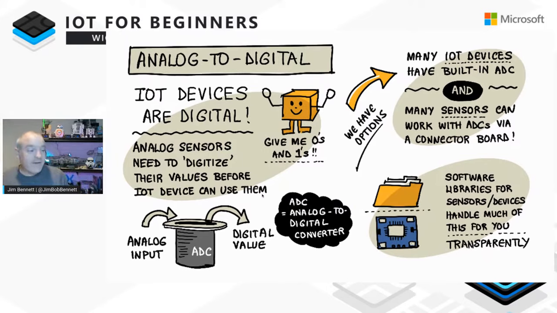Now, a lot of IoT devices have an inbuilt ADC. So if you just connect things to the pins on them, they will convert the analog value to a digital value. Or a sensor can actually have an ADC on board. So it acts like a digital sensor, because when you connect it, there's an ADC on board that converts the analog value to a digital value that you then read.